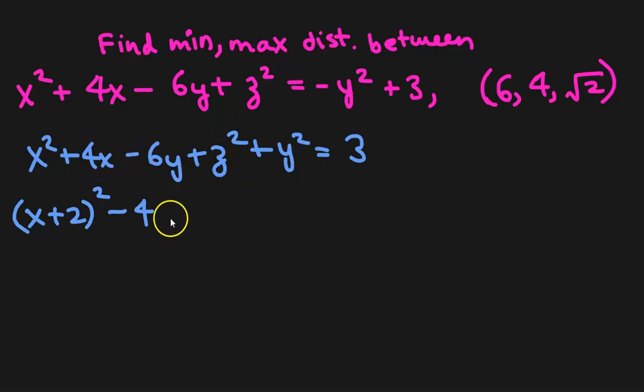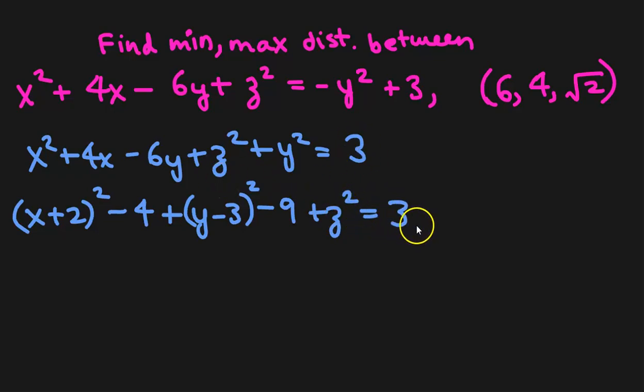Here we now have y squared minus 6y, so that's y minus 3 whole squared. Then we subtract off a 9. And then the z squared is pretty easy to deal with. You just put that as it is. This is equal to 3. We need to get rid of the negative 4 and the negative 9. Easiest way to do that is to add 4 and 9 to both sides. So we add 13 to both sides.